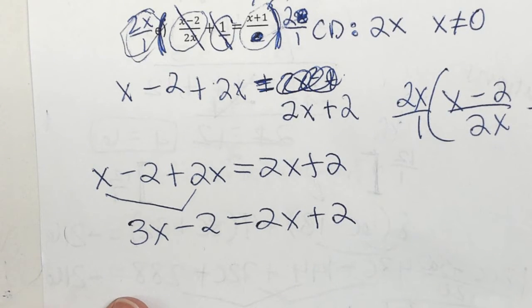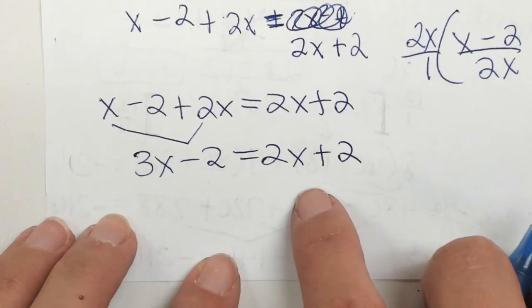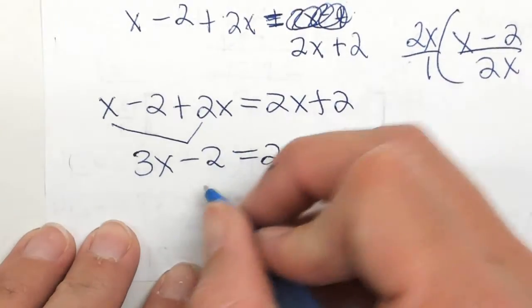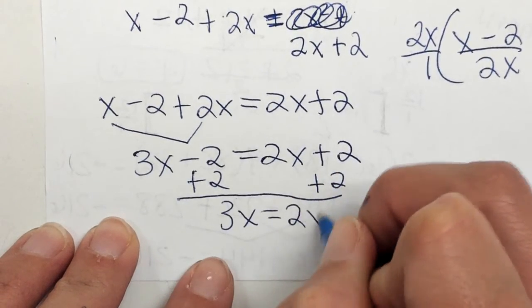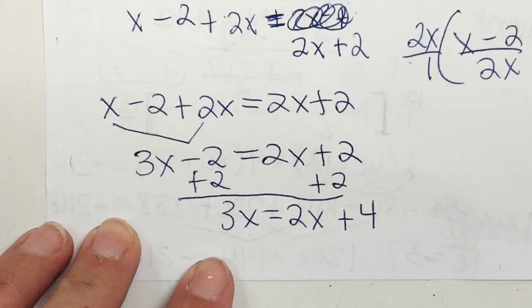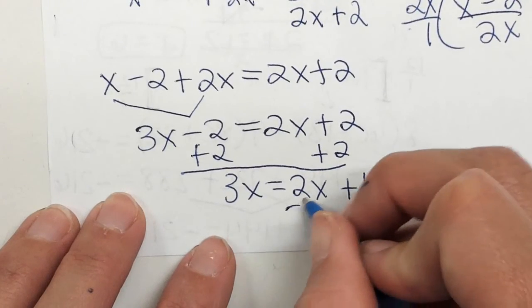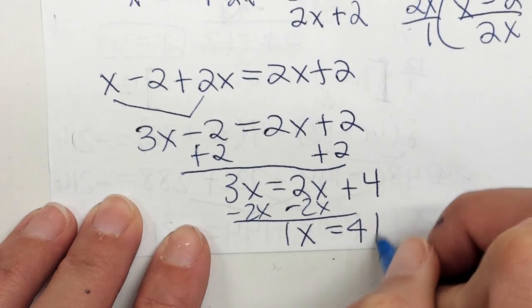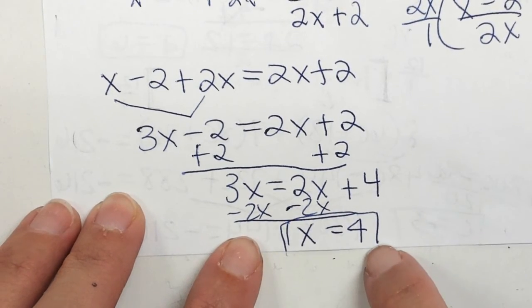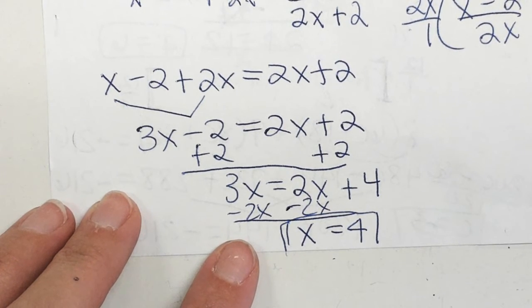Let's see. Justin, what do I do next? We add 2. Very good. So 3x equals 2x plus what? 4. Alright. Brandon, what do I do next from here? Well, you can subtract the 2x on the right side. Cool. So I get what? X equals 4. Very good. Now, what did we say x could not be? 0. So we're good. We don't have to go back and check it. We know it's 4.